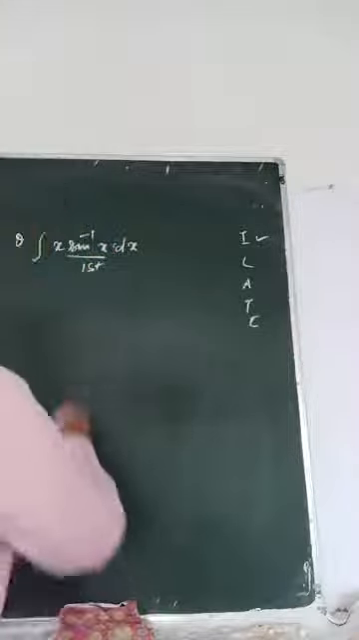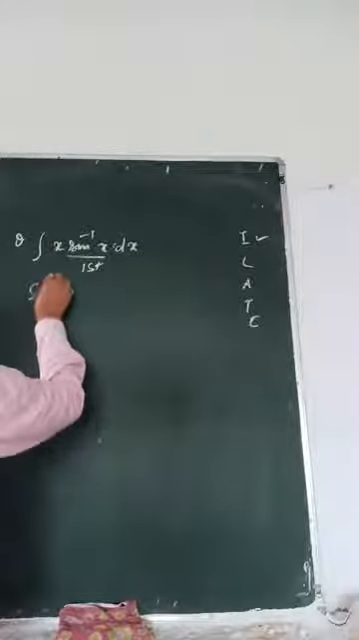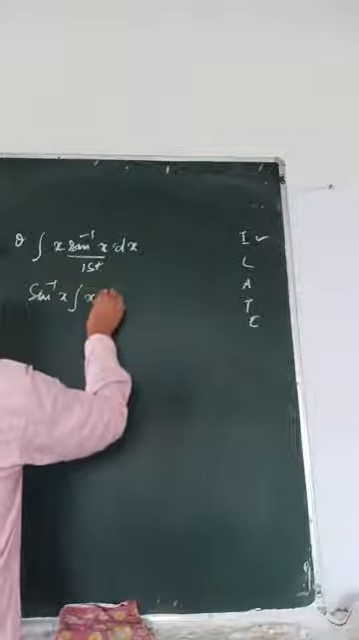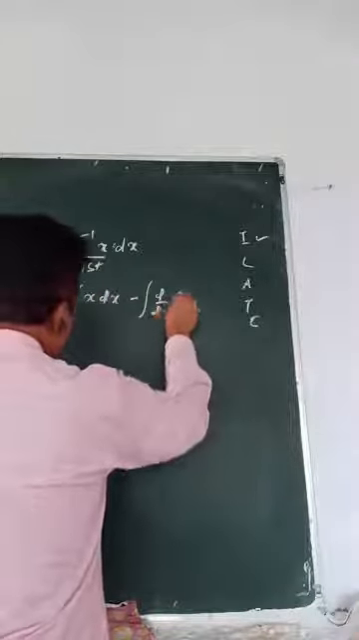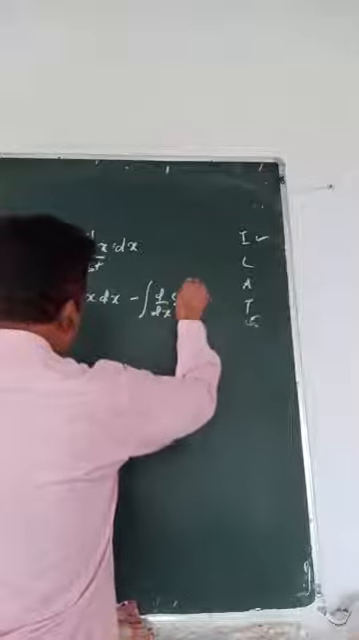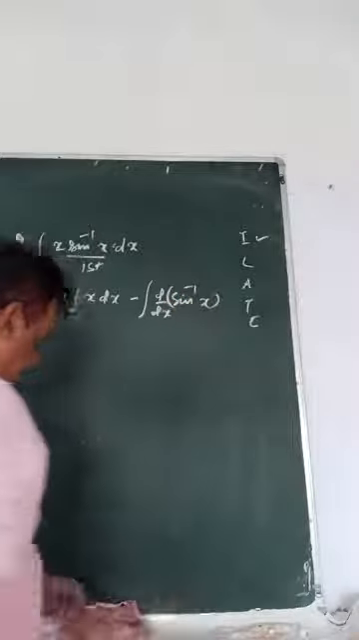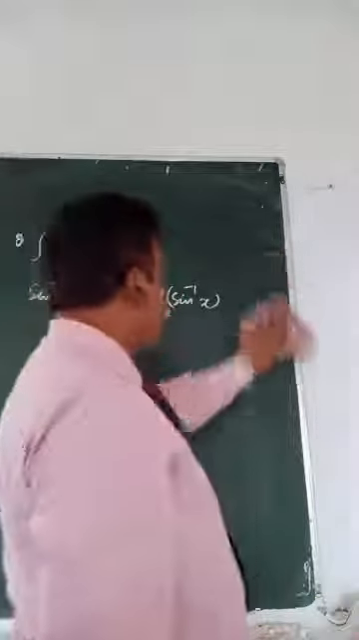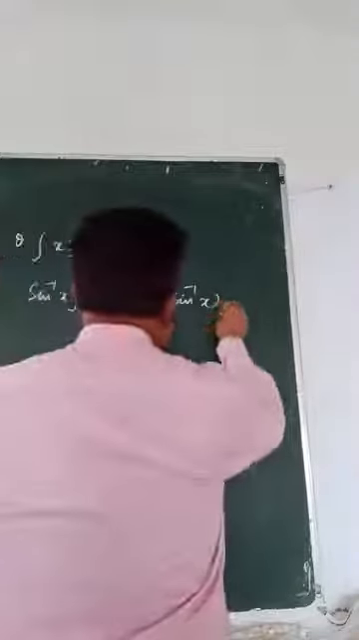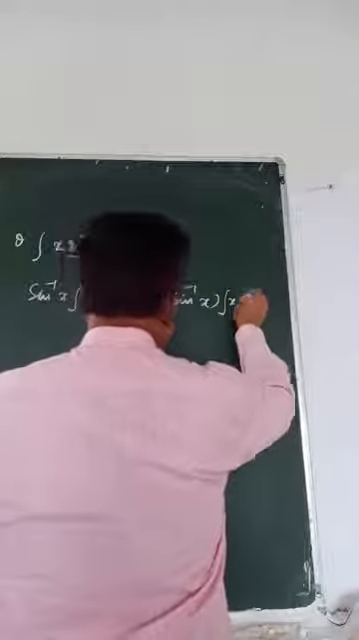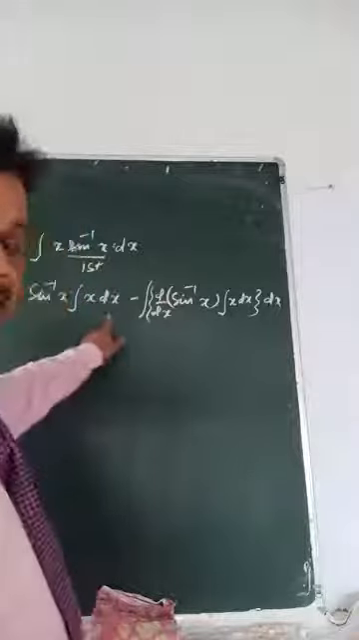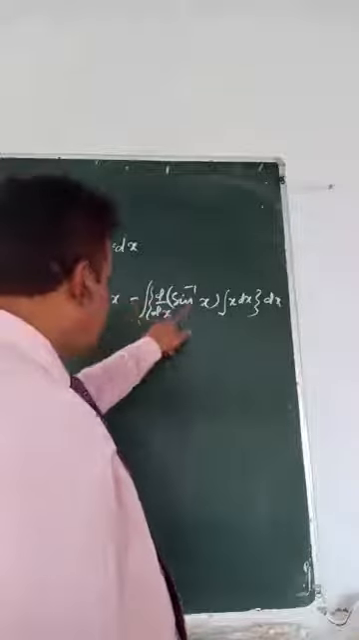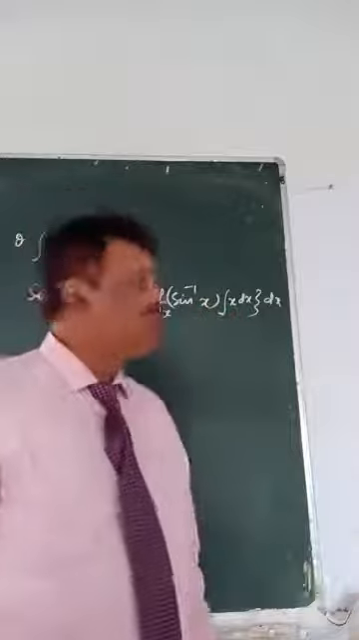So the rule is: first function, integration of second, minus integration of derivative of first, integration of second, whole dx. I hope by this time you should be familiar with the formula. So first function, integration of second, then minus integration of derivative of first, integration of second whole dx.